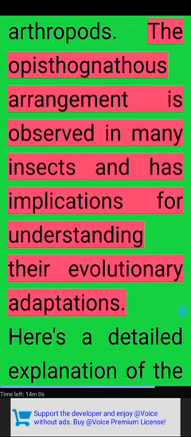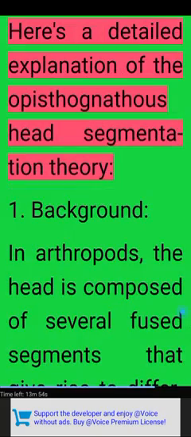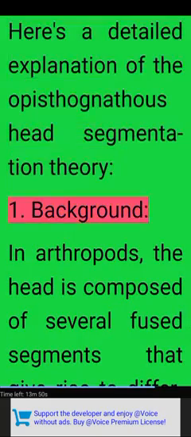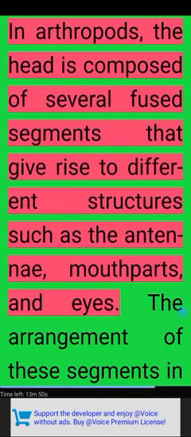The opisthognathous arrangement is observed in many insects and has implications for understanding their evolutionary adaptations. Here's a detailed explanation of the opisthognathous head segmentation theory. 1. Background. In arthropods, the head is composed of several fused segments that give rise to different structures such as the antennae, mouthparts, and eyes.